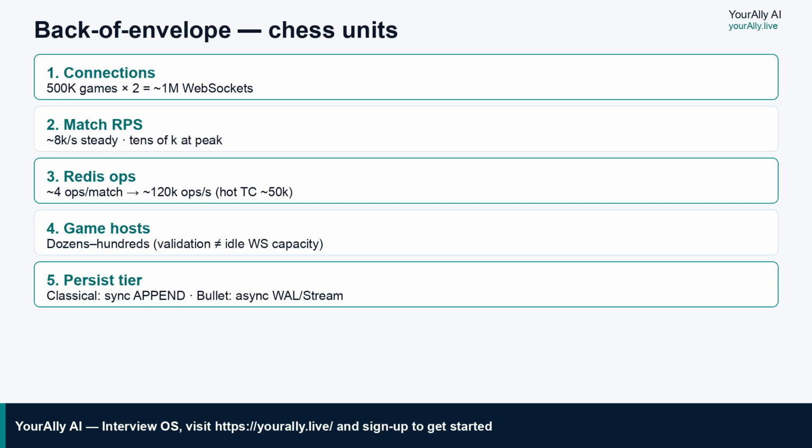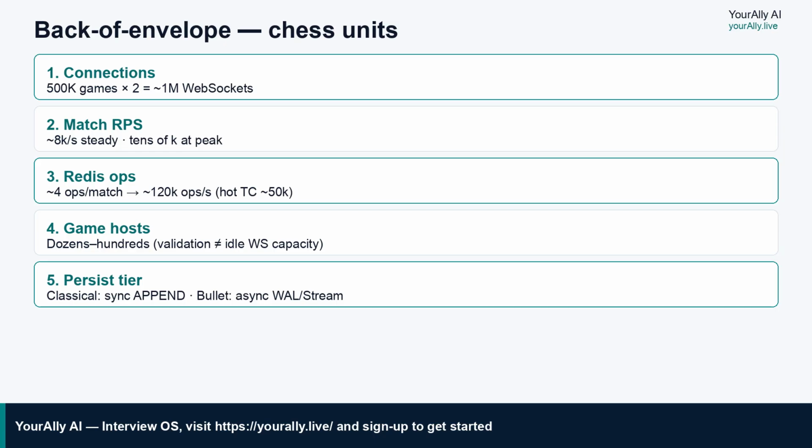A million active players over 120 seconds is roughly 8,000 match requests per second, and peaks climb into the tens of thousands. A match is not a point lookup. It is a range search plus a claim. Redis, about 4 ops per match times 30,000 is 120,000 ops per second. Hottest time control key may be 50,000.